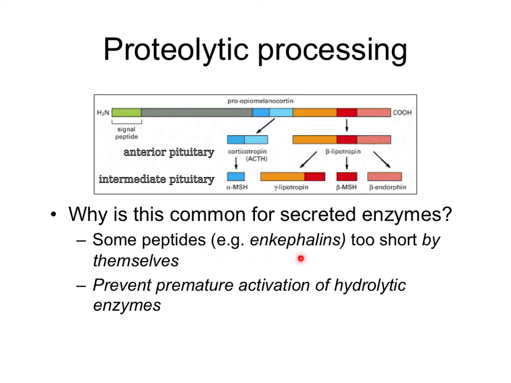Some peptides, like enkephalins, are too short by themselves, and so just generating a short amino acid sequence can't be done. And so by processing it down to shorter peptides, you're able to generate them. And then they prevent premature activation of hydrolytic enzymes.